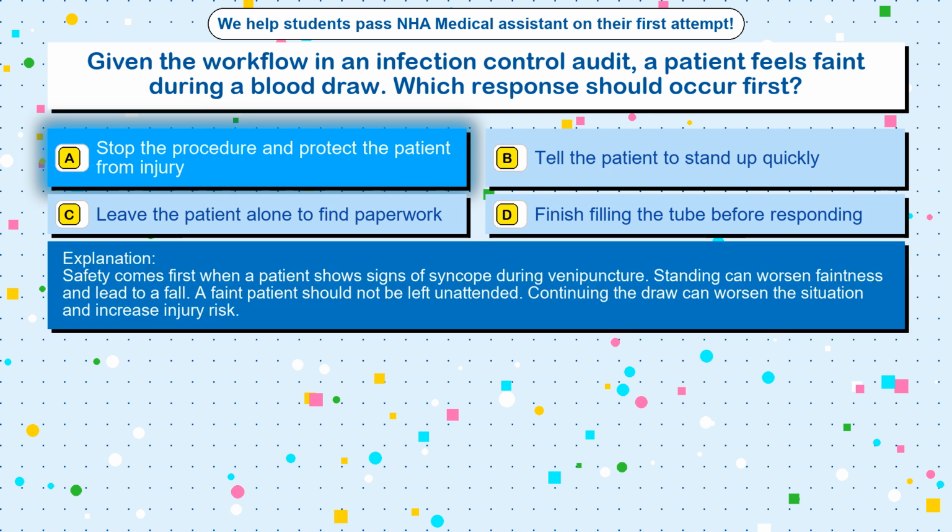Safety comes first when a patient shows signs of syncope during venipuncture. Standing can worsen faintness and lead to a fall. A faint patient should not be left unattended. Continuing the draw can worsen the situation and increase injury risk.